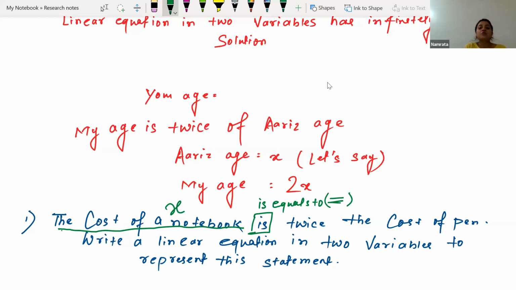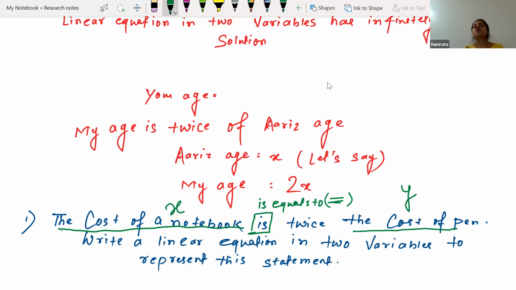Now, twice the cost of a pen. Do we know the cost of a pen? We don't know. Let's take it as y. So the cost of a notebook is, meaning equals to, twice. What is the meaning of twice? If a doctor is advising you to take this medicine twice a day, you are going to take that medicine two times a day, right?